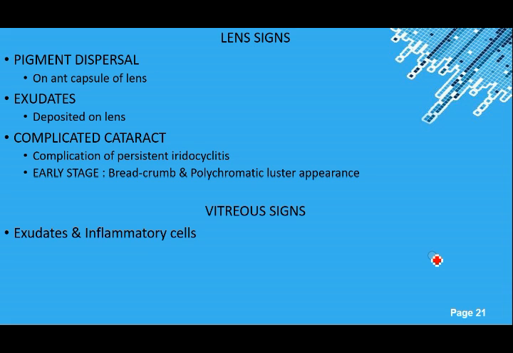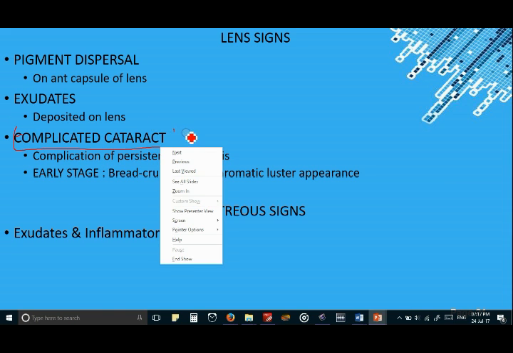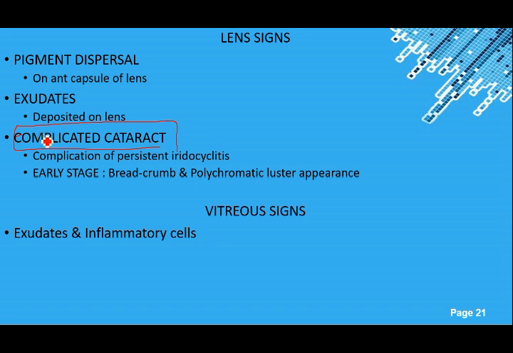Now they are not extremely important, but I want you to highlight one thing under lens signs, that is complicated cataract. It's because it's a complication of uveitis. Same like glaucoma. So I've told you two complications: one is glaucoma and one is cataract. We'll discuss both of these. So first we will discuss cataract since we are already here.